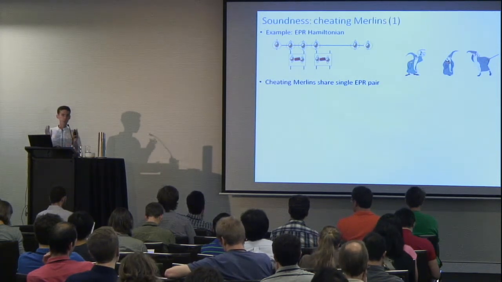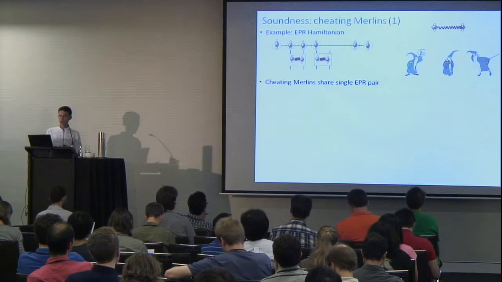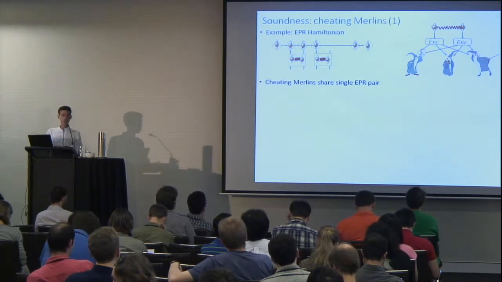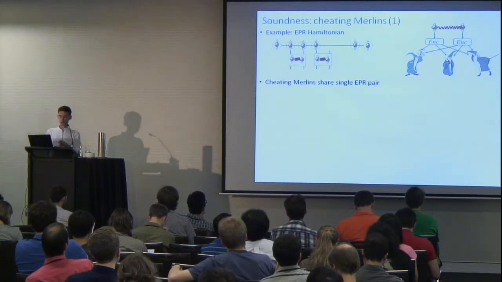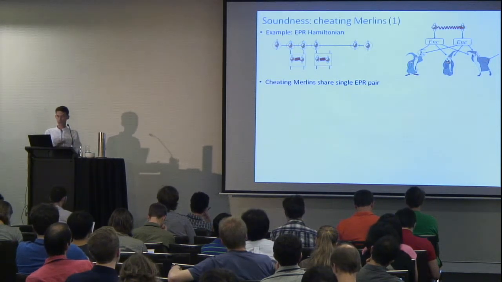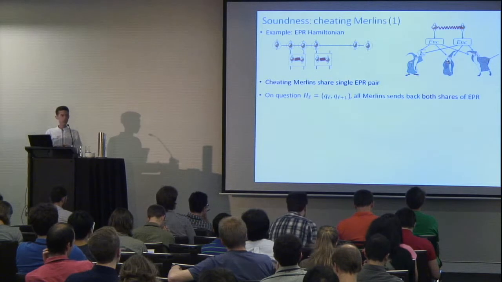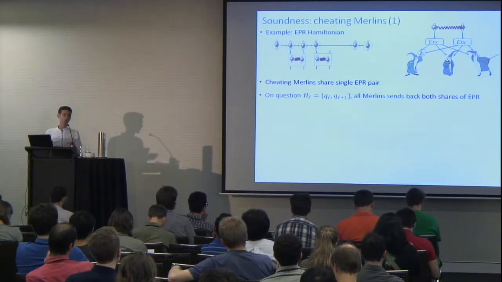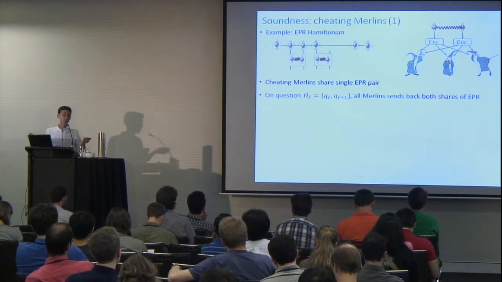So let's just have them share one single EPR pair, and then maybe they split the shares of this EPR pair in between themselves using the error correction, right? So they apply the code to each half, and they have their halves. And let's say that when they're asked for a complete Hamiltonian, the 2 qubits, well, they send back both their shares.